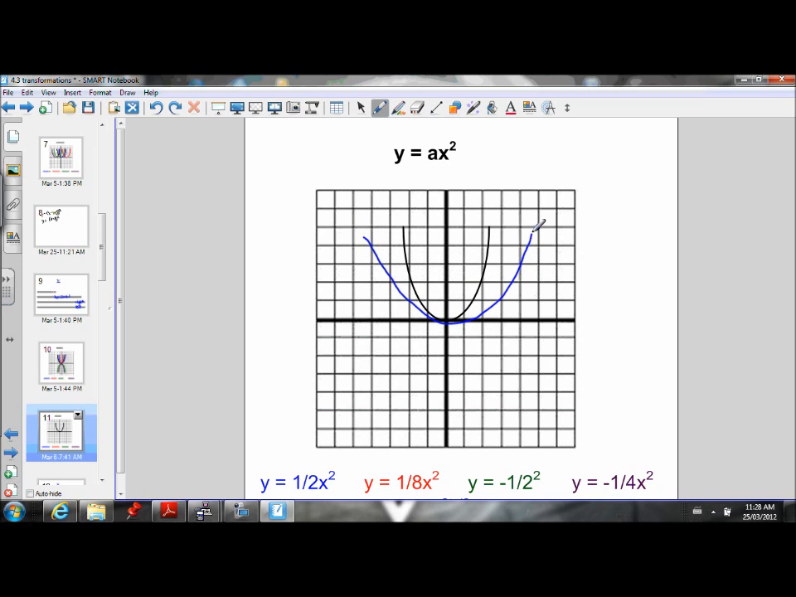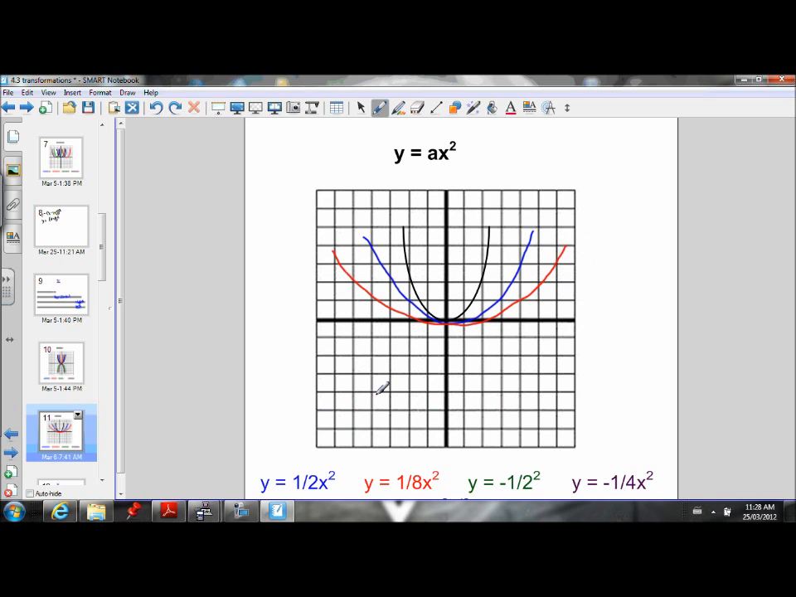It looks wider than the graph of y equals x squared. And if we graphed y equals 1 over 8x squared, it would look even wider. Remember, 1 over 8 is a smaller number than 1 over 2. It's closer to 0. So the closer that fraction gets to 0, the wider this parabola is going to get.